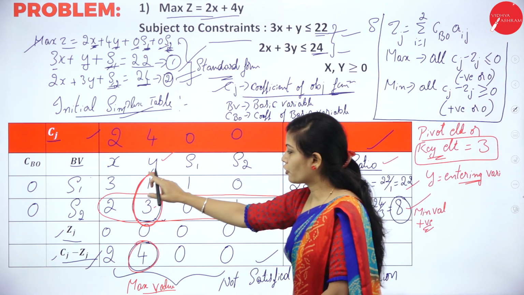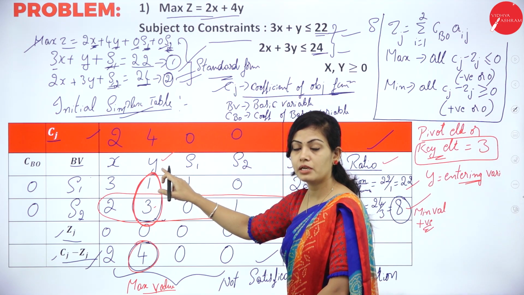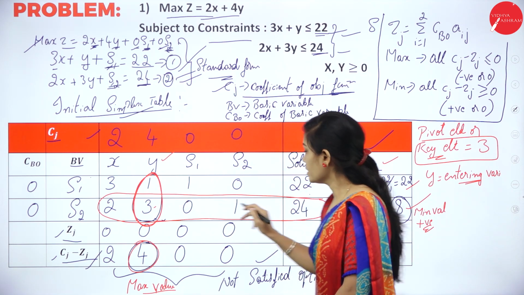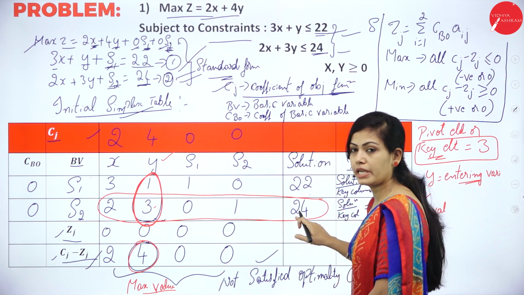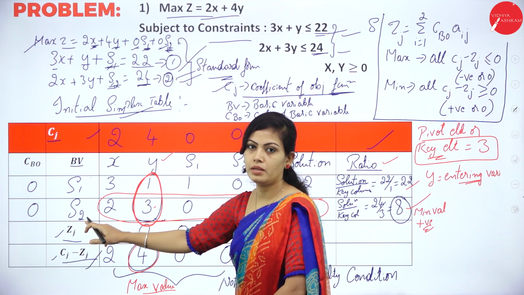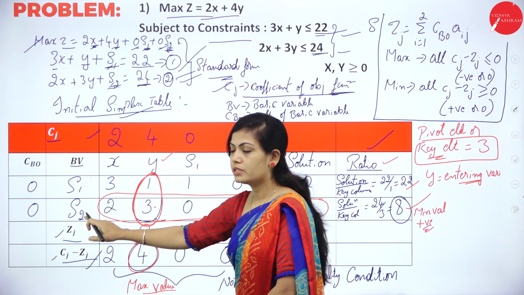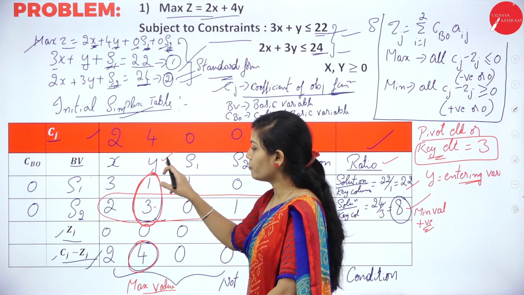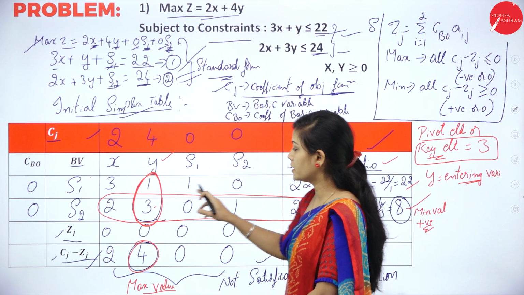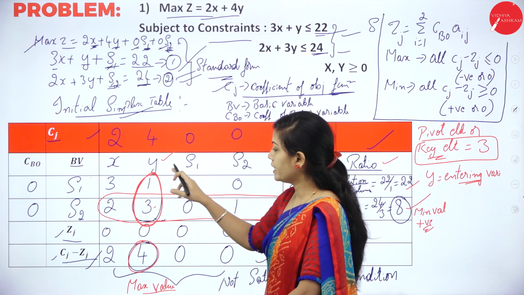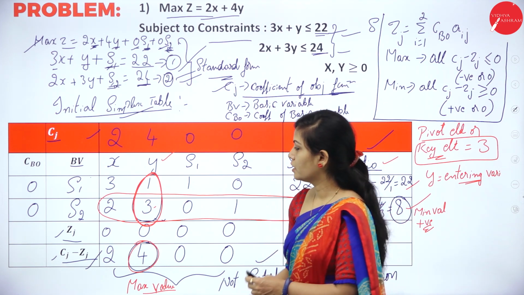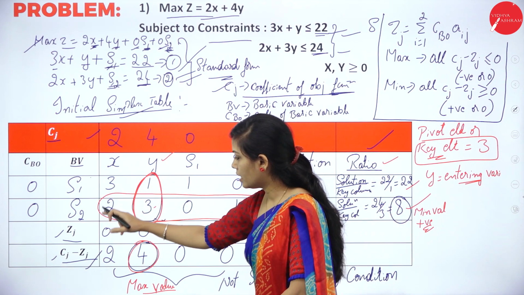So the key column comes under the variable called y. This is my entering variable. And the key row comes under the variable called S2. This is my leaving variable. This is the entering variable. This is the leaving variable. Incoming variable, outgoing variable. So the leaving variable comes under the key row and the entering variable comes under the key column. So this is your main concept, entering variable and leaving variable.